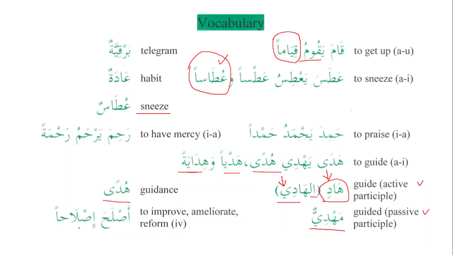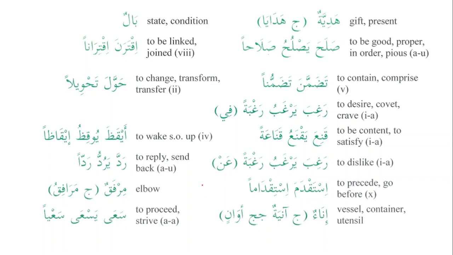Aslaha yuslihu islahan, to improve or to reform, ameliorate. So we can see here that this is verb form number 4. It's written over here, it's number 4. أصلح يصلح إصلاحا. What will be اسم الفاعل? مصلح. Excellent.